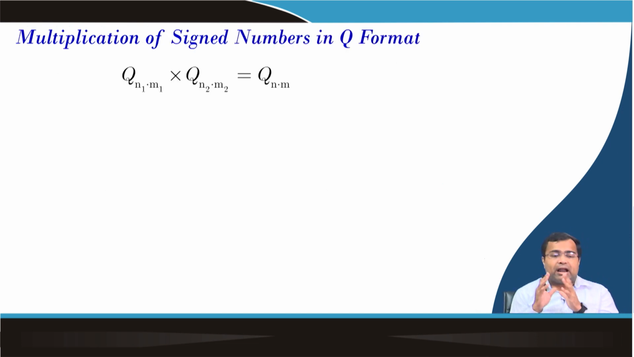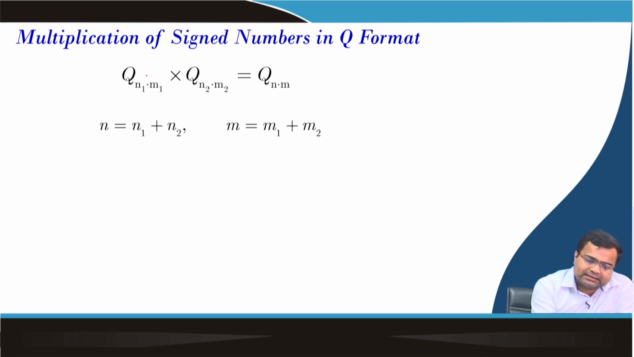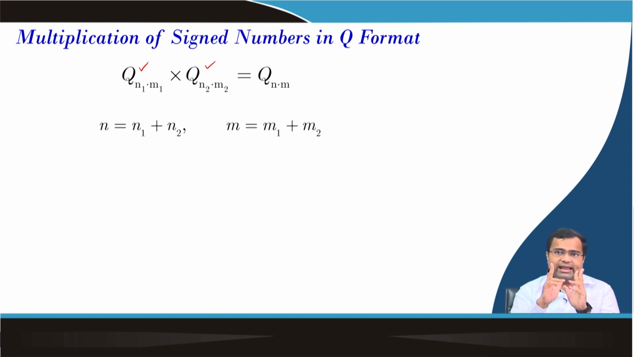Now, if you want to multiply, you can multiply with two different formulas, it does not matter. So what will the multiplication be? N will become N1 plus N2, M will become M1 plus M2. But since each operand already has a sign bit, the resultant will have two sign bits. That means there is one extra redundant sign bit, and I can simply discard it and do a left shifting operation and pad with a 0.